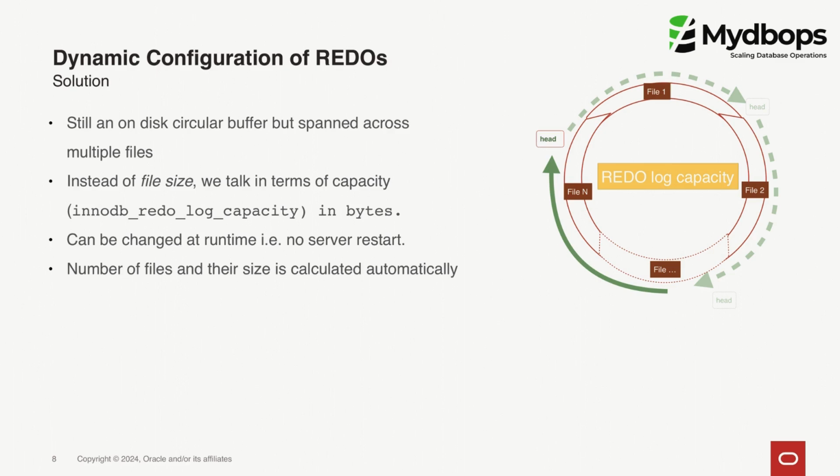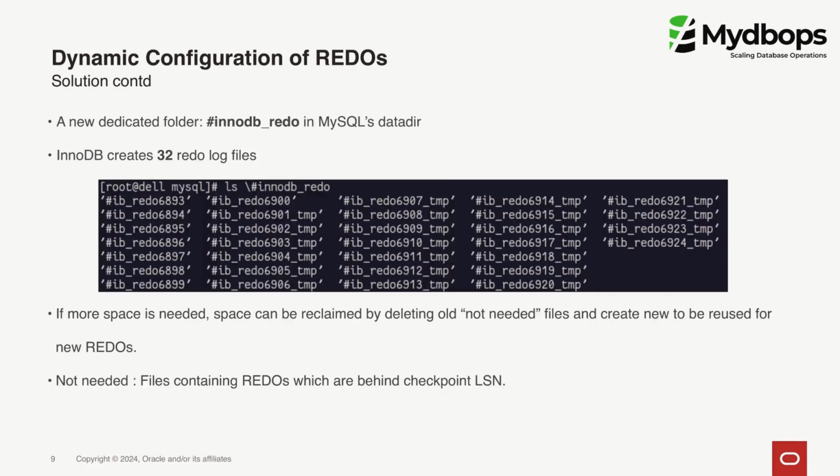This is not a single file on disk now. It is a group of files, and the size and the number of these files is calculated based on the capacity you set. And now you can dynamically configure this innodb_redo_log_capacity when the server is running. So if you look inside the MySQL data directory, you will have a separate folder called #innodb_redo. This is where we keep all the files which are used to make a circular buffer of redo log.